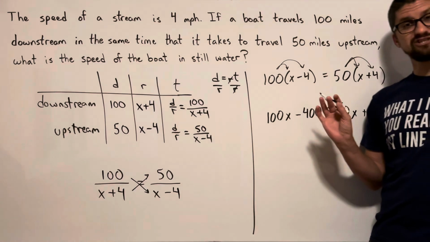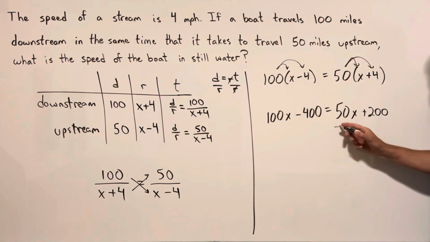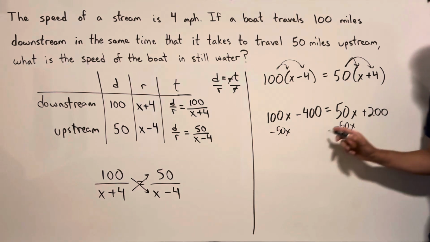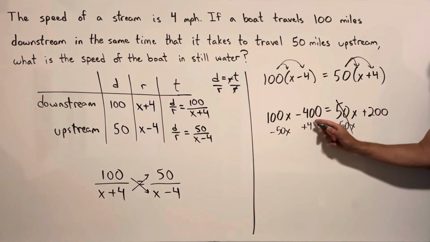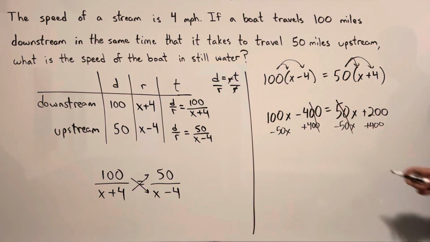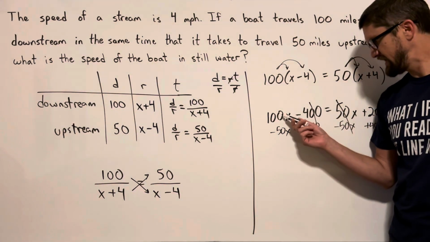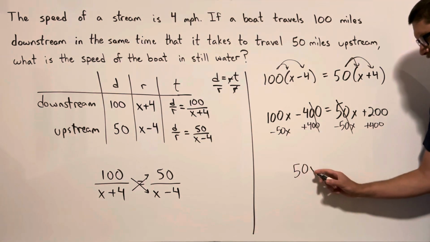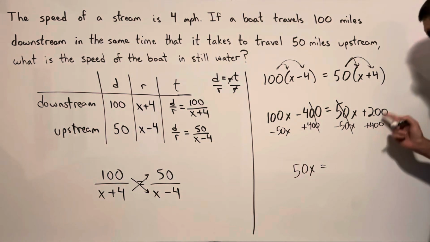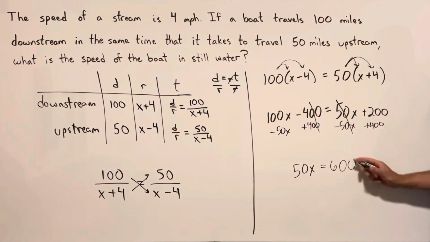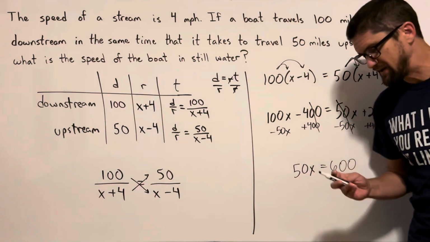I'm going to collect the x terms on the left by subtracting 50x on both sides, and adding 400 on both sides. So on the left side, I'm left with 50x. And on the right-hand side, 200 plus 400 is 600. And then you will divide both sides by 50.